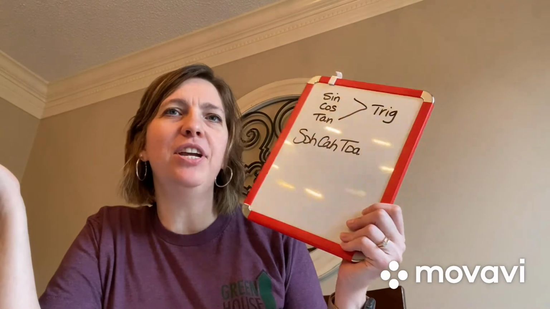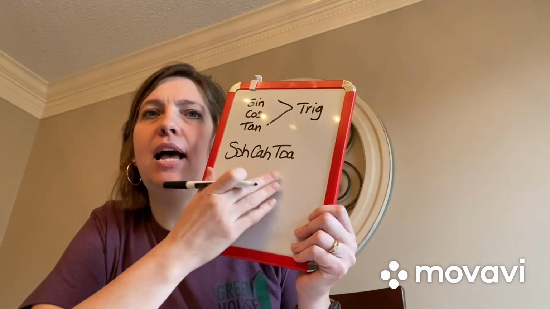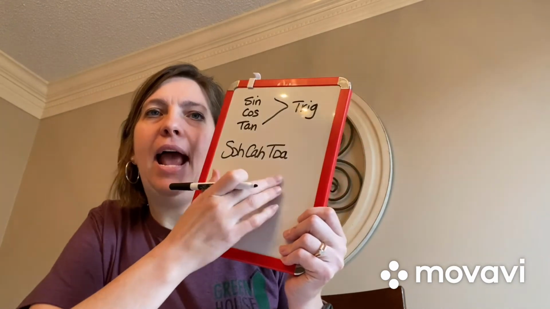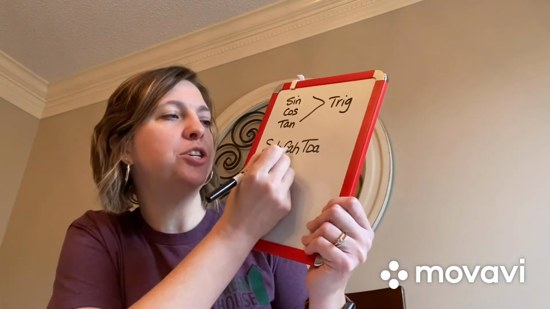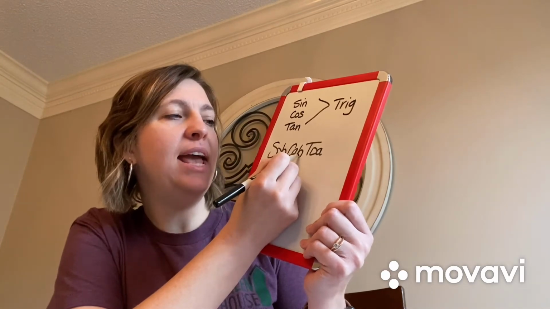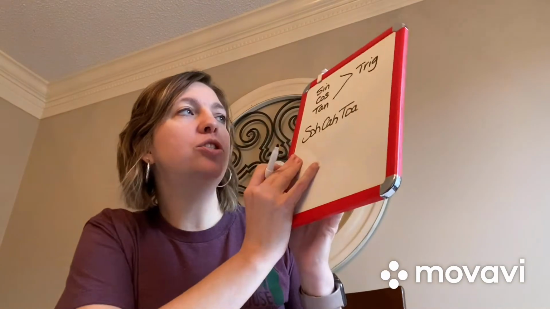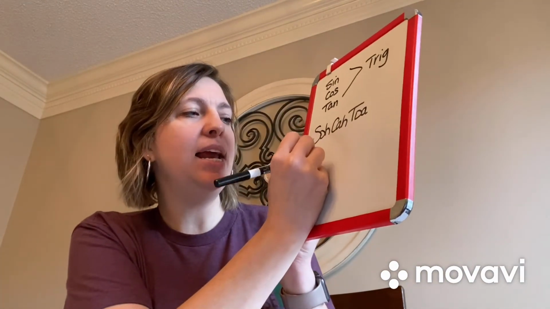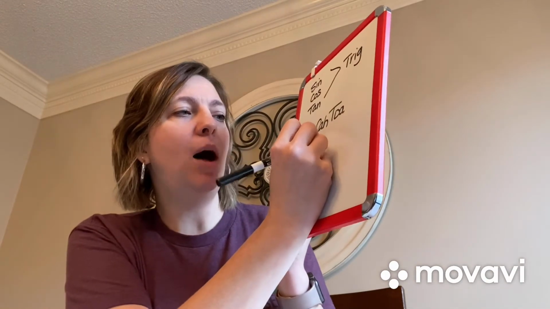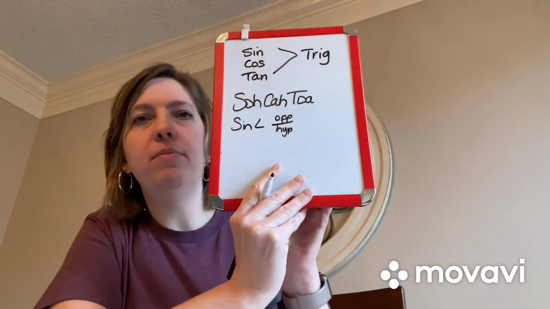Now, I've actually heard other students tell me about teachers who have given them an acronym to remember that, but I just remember saw, O-H, and then ka, A-H, and then toa, O-A. Now, what's super important is each of those are attached to it. So the sine of an angle is the opposite over hypotenuse, and that's how I remember it.